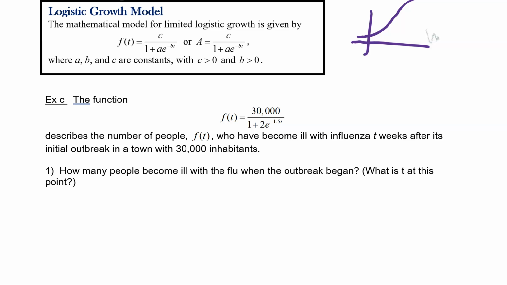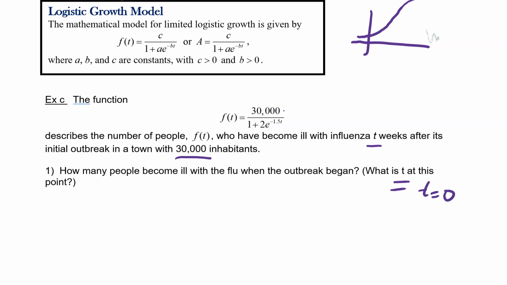So this equation that we have here describes a population who have become sick with the flu t weeks after the initial outbreak. T is the amount of time in weeks, and the initial population is 30,000, which appears up in the numerator. The first question is how many people became ill with the flu when the outbreak began. At the initial time, we ask the question, what is t? Well, when the outbreak begins, we're going to say that t is equal to 0.